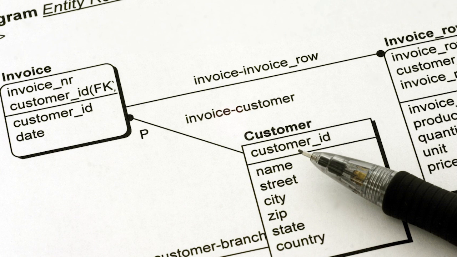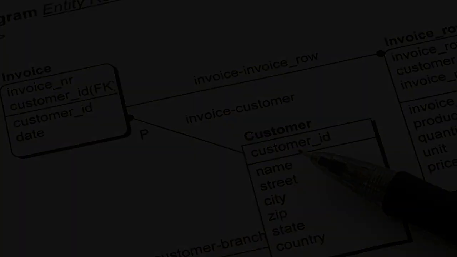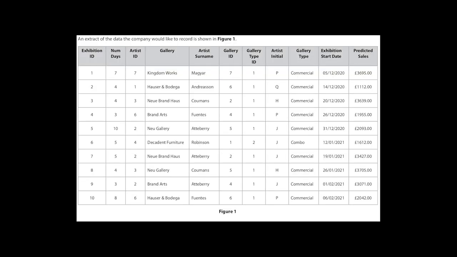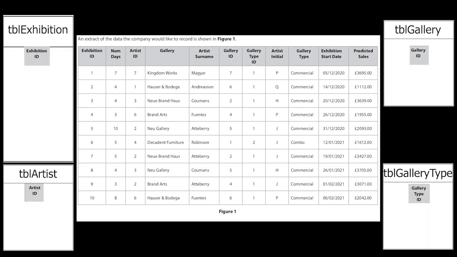So let's move on and look at how we can normalize our data set. So what we're going to do now is we're going to look at where our primary keys are. As you can see, we've got 4 primary keys: exhibition ID, artist ID, gallery ID, and gallery type ID. These quite clearly define to us these 4 tables. As you can see from the image I've got on the screen, I've now given the tables the headings and the names. So TBL exhibition, TBL artist, TBL gallery, and TBL gallery type.